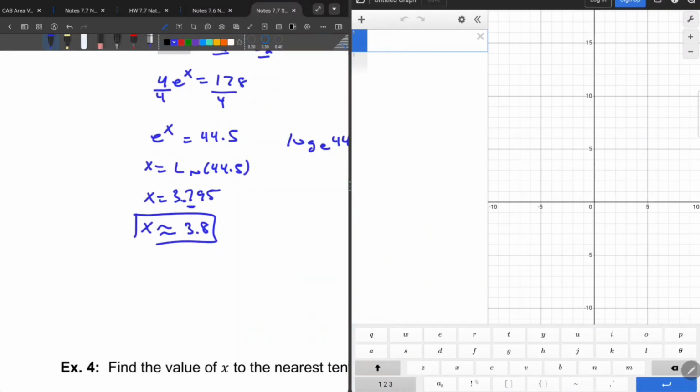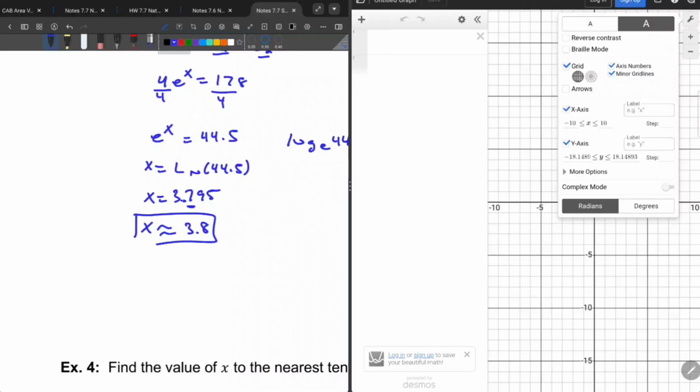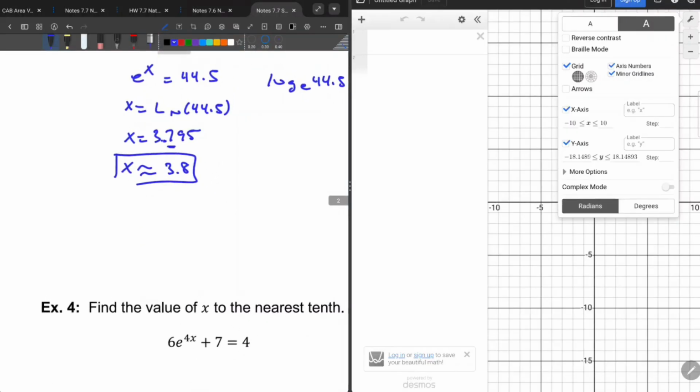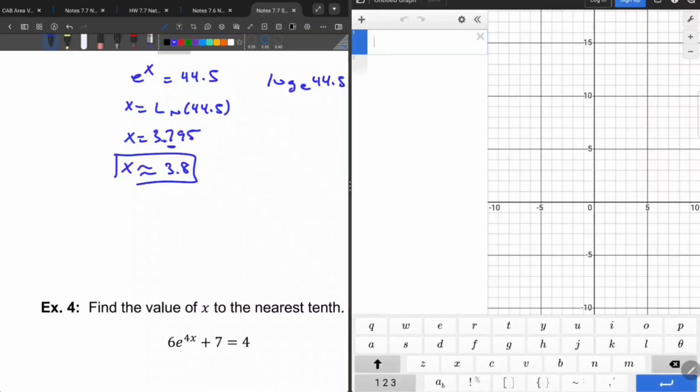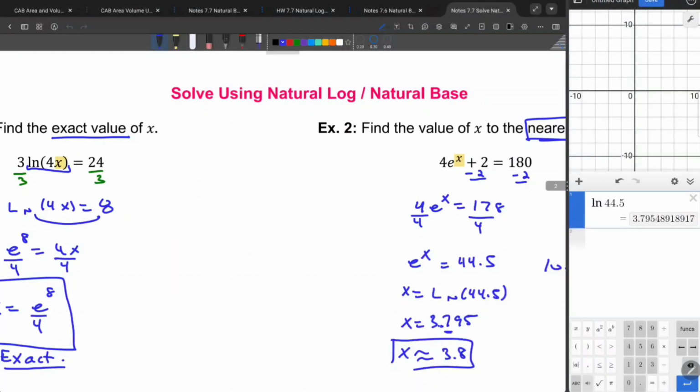So we're just going to go to our keyboard, and you guys have your computers. If you're using your computers, you're just going to use the actual physical keyboard on your computer. I don't have a keyboard on my tablet, so LN. And then we're going to go back to our number pad, 44.5, and we get basically the same answer, and I would round that to 1 decimal place, that 10th decimal place. So not too shabby.